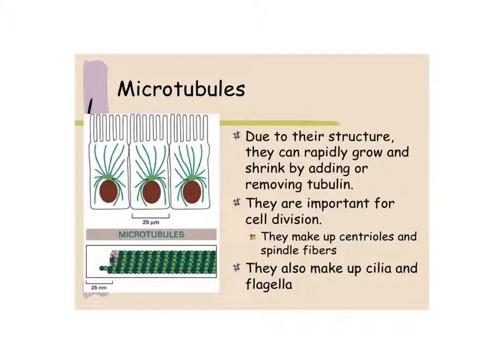So they can rapidly grow and shrink. And they're extremely important for cell division. They make up centrioles, and they make up the spindle fibers that direct the movement of chromosomes during mitosis, which we will talk about in a few weeks. Again, they also make up cilia and flagella, as I said.